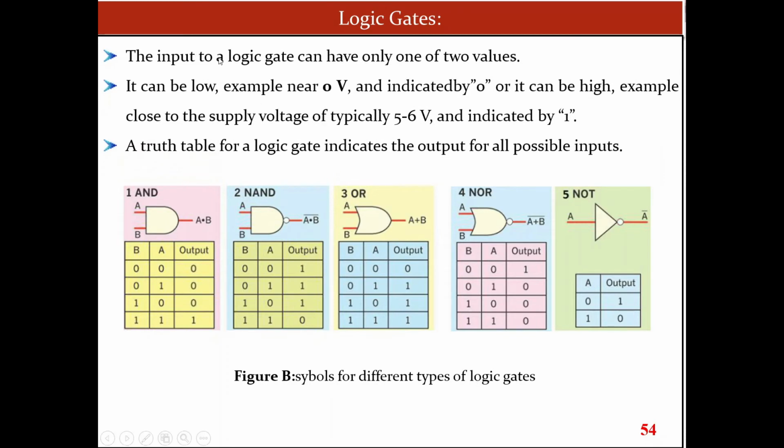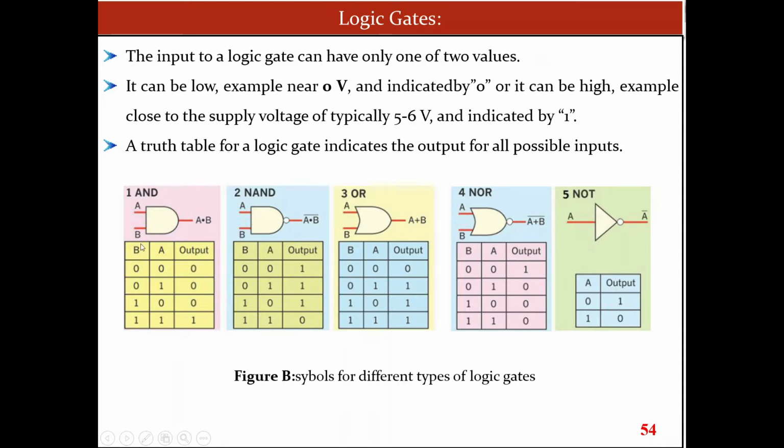The input to a logic gate can have only one of two values, 0 and 1. It can be low, near 0 volt, indicated by 0, or it can be high, close to the supply voltage, approximately 5 to 6 volt, indicated by 1. A truth table for logic gates indicates the output for all possible input values.